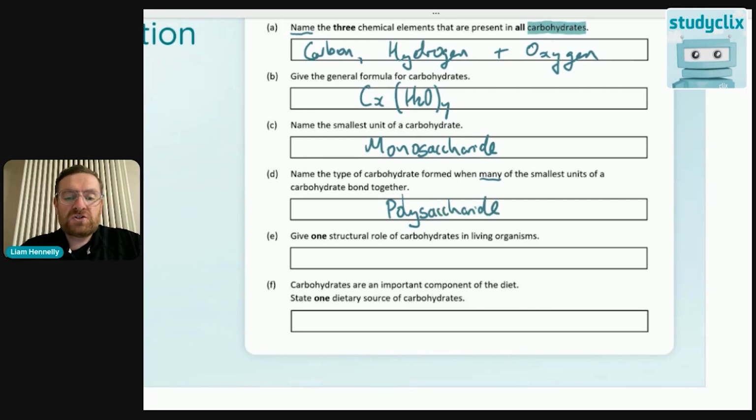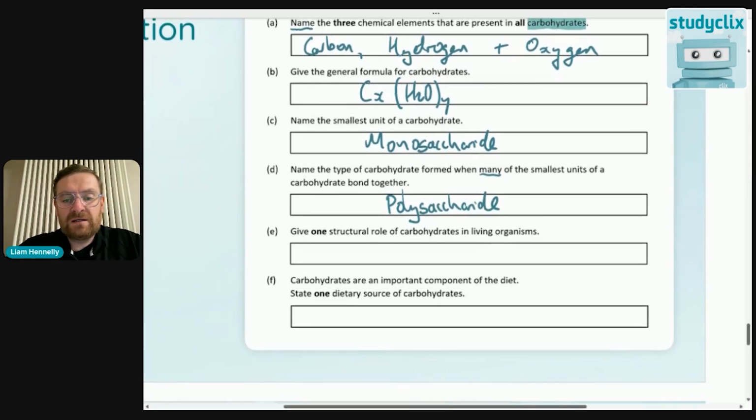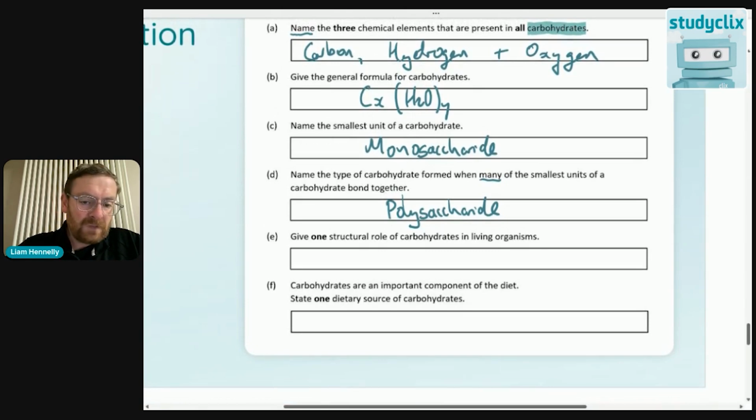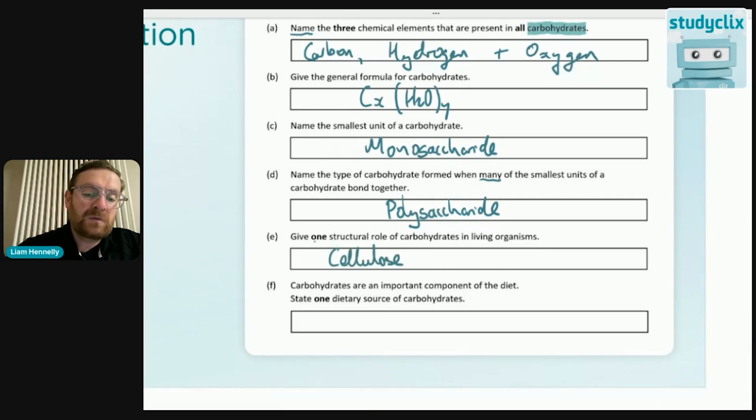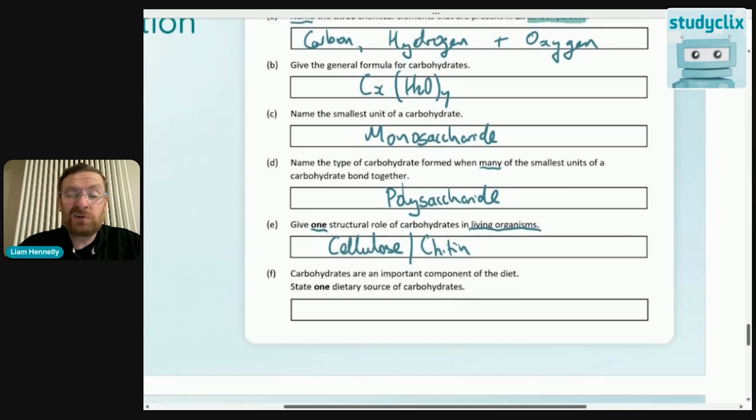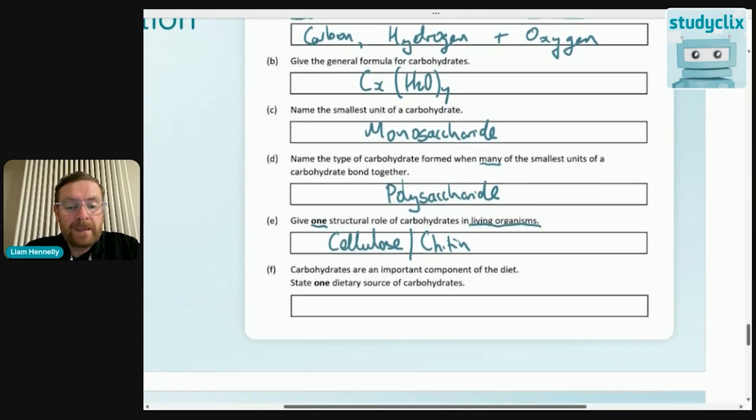Give one structural role of carbohydrates in living organisms. You should be thinking about plants here, and you should be thinking of cellulose, which is found in plant cell walls, and it does ask for one, so that is an answer. I'm also just going to put a forward slash and the word chitin, which would be in fungal cell walls, because it does say living organisms as opposed to just plants. So there are two possible answers, and you could even have also said lignin.